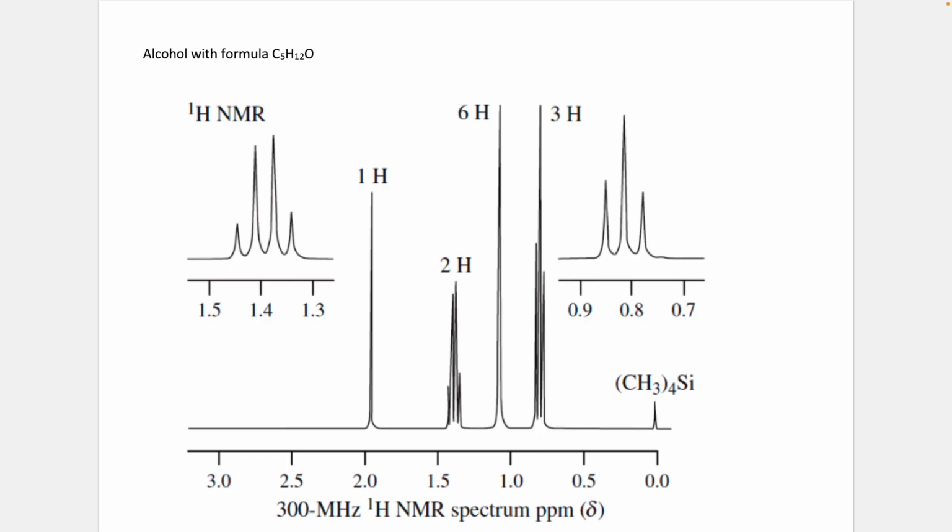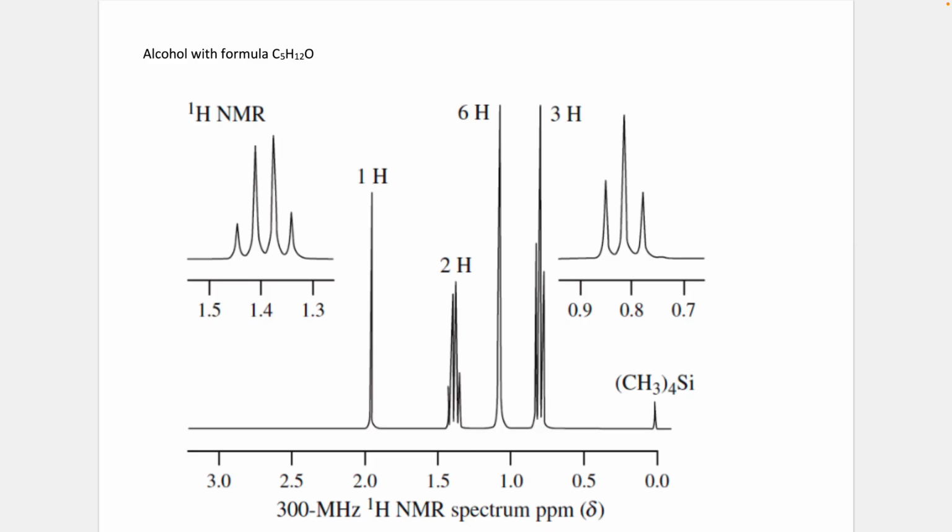Tetramethylsilane is just the internal standard that was added to enable us to mark the 0 position. So just don't confuse that for part of this molecule. Then we've got signals at about 2 parts per million, about 1.4 parts per million, 1.1 parts per million, and then like about 0.8 parts per million or so.